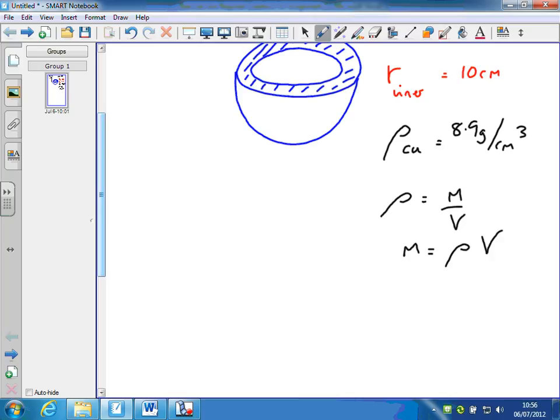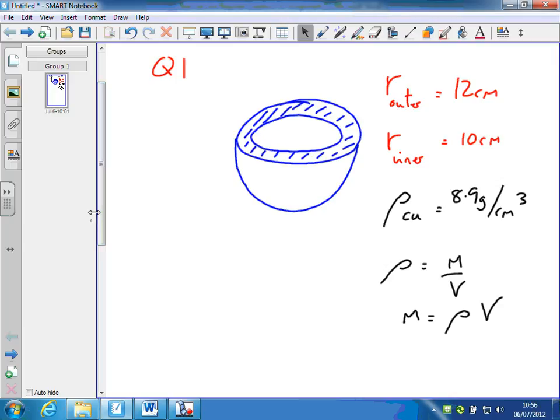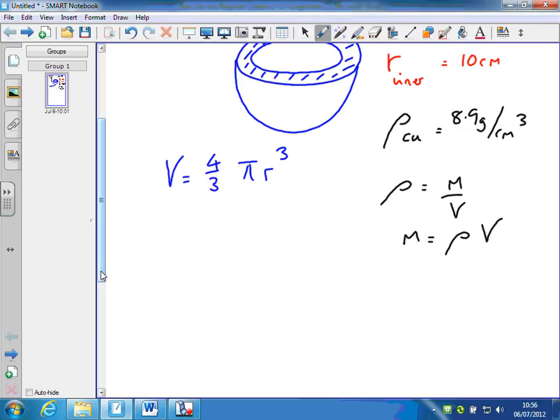So we need to find the volume of this container, multiply that by the density, and then we've got the mass. So to find the volume, well, we need the volume of a sphere. The formula for the volume of a sphere is 4/3 pi r cubed. So we could find the volume of the outer sphere, the volume of the inner sphere, take one away from the other, half that because it's a hemisphere, and then we've got the volume. However, algebraically we can simplify things slightly, so it's worth thinking about this as the mathematics part of it.